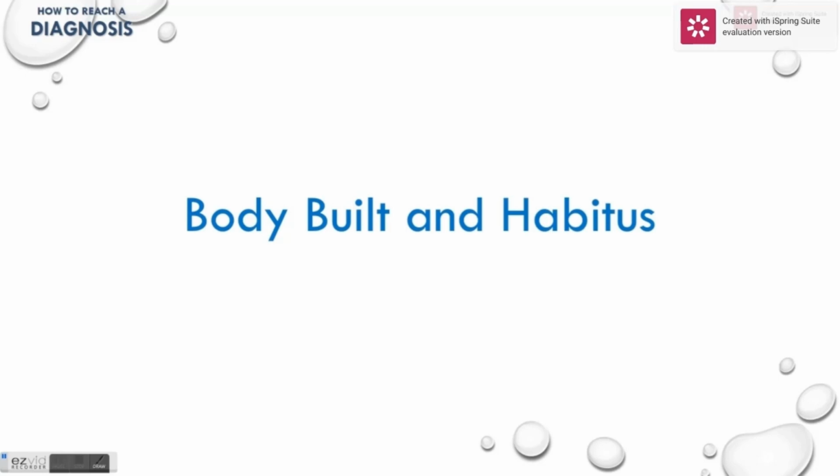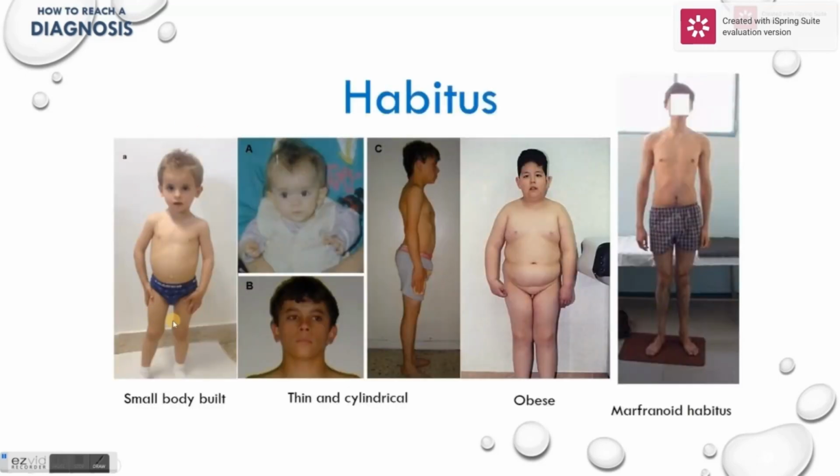Body build and habits. So this is a small body build. This is a triangular face. Also, this is an adult or adolescent with triangular face, short, thin habitus, cylindrical. So these will give you a diagnosis. It could be Russell-Silver syndrome, it could be 3M syndrome, but this is a recognition of a finding, growth restriction.